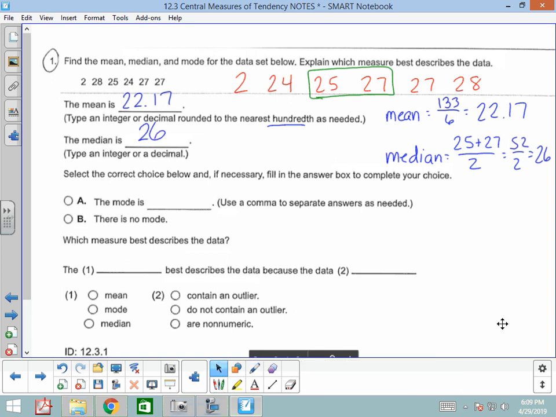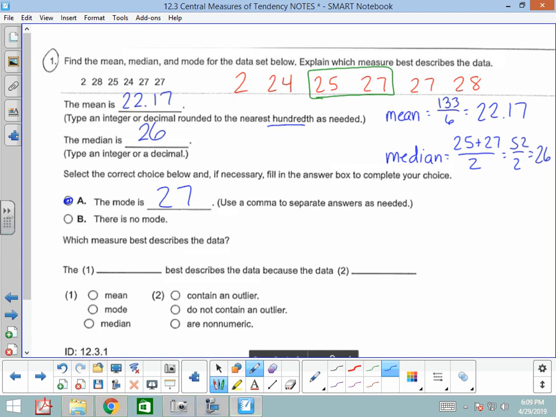Now, the mode is the number that occurs the most. 2 only occurs once. 24 only is written once. 25 is only written once. 27 is written twice. And 28 is written once. So 27, since it is written more than the other numbers, is the mode.